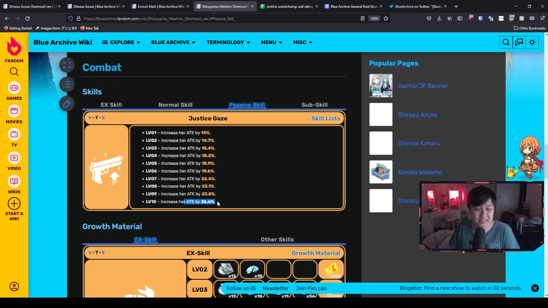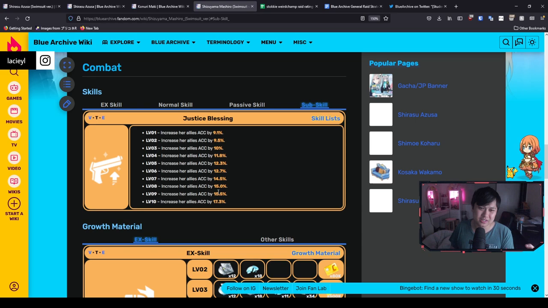All right, so moving through, next we have the passive skill in which her own attack is increased by 26.6%. Pretty standard. And so let's finish it off with the sub skill, which is another fantastic PvP sub skill. So I know it does look a little bit lackluster, all of her allies gaining accuracy by 17.3% at max level. But for most people who even try to PvP, you guys are going to already realize that the value of accuracy is just so insanely high in PvP.